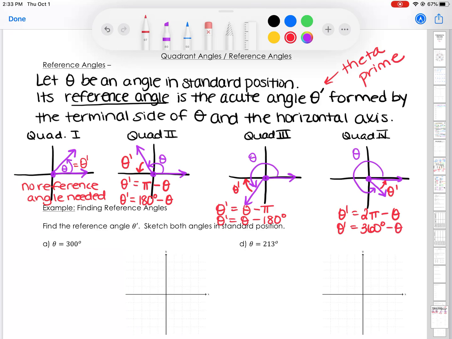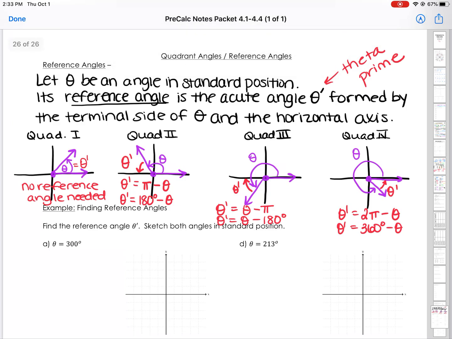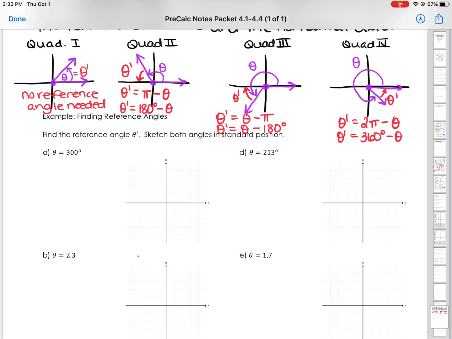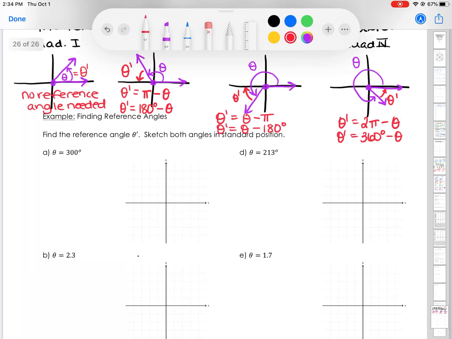So what we're going to do is find the reference angle and sketch both of them. Eventually this reference angle is going to really help us to figure out sine, cosine, and tangent, but we're not there today. All right, so let's take a look. We're given the angle 300 degrees. So we know that 300 degrees has to be in the fourth quadrant, right? It's almost 360. So here's my initial, my terminal, so 300, somewhere about here. So here's my 300 degrees, my theta, that equals 300 degrees.